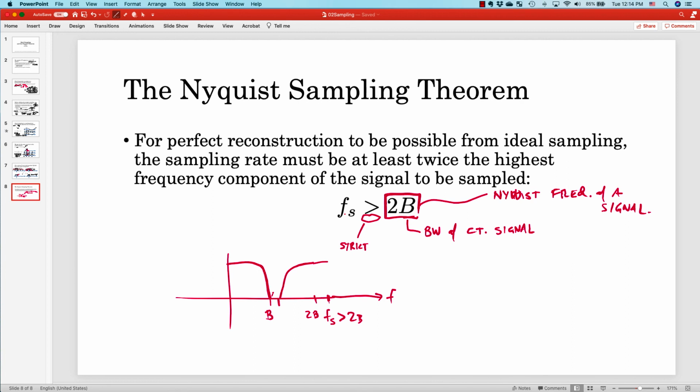However, if you are ever presented with a signal with a finite bandwidth, then its Nyquist sampling rate will be finite, and that gives you the lower bound on your sampling system. All right.